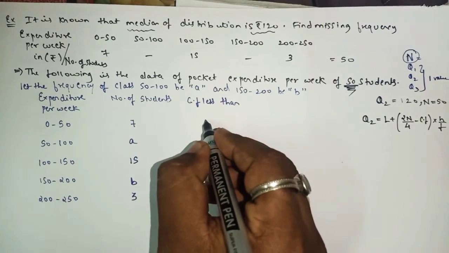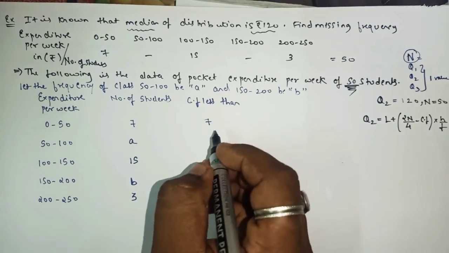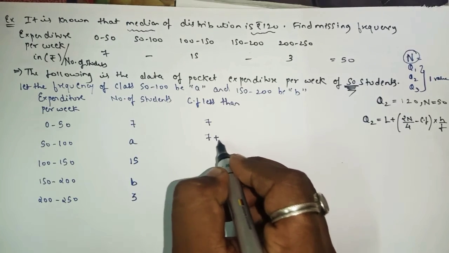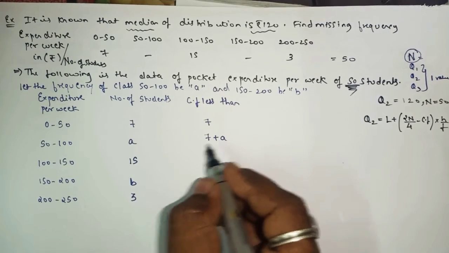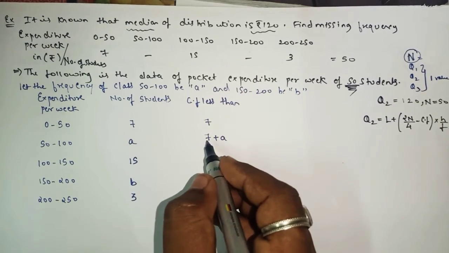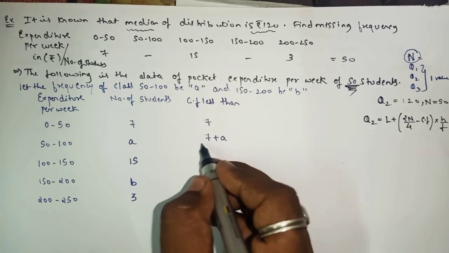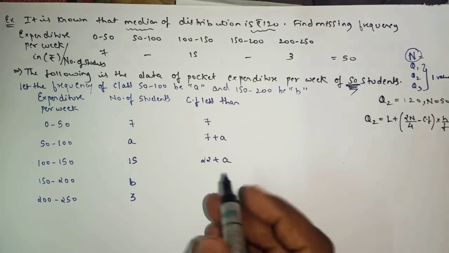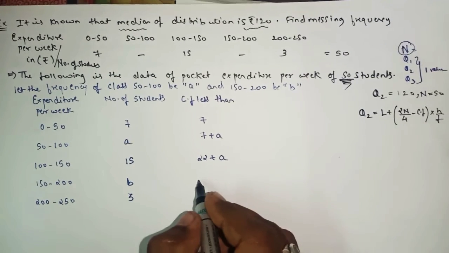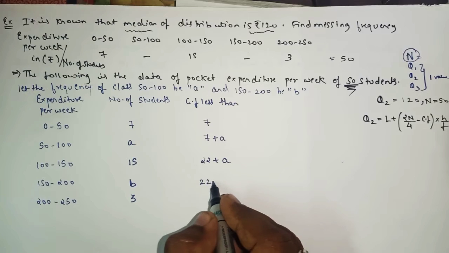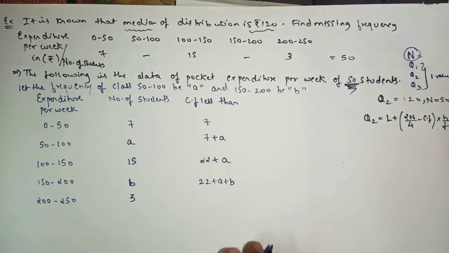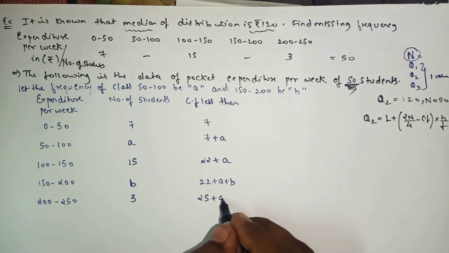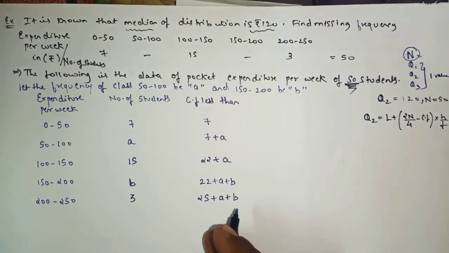Okay, so we all know how to find the cumulative frequency. The first one will be the same as it is. Now go on adding the numbers. So 7 plus A, it will be 7 plus A. Then 7 plus A plus 15. So the numbers we can add, yes or no. So 15 plus 7 is 22, and this plus A will be as it is. The next is 22 plus A plus B. Yes or no? And the final step, 22 plus 3 will be 25, and this A plus B will be the same as it is.